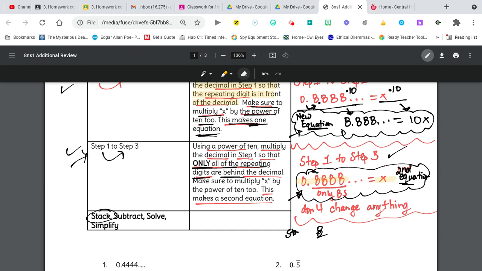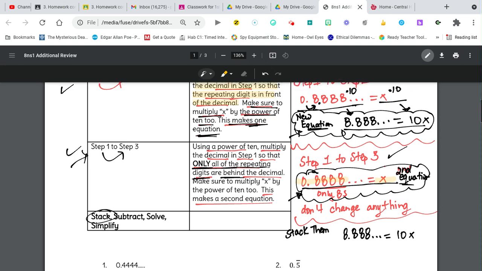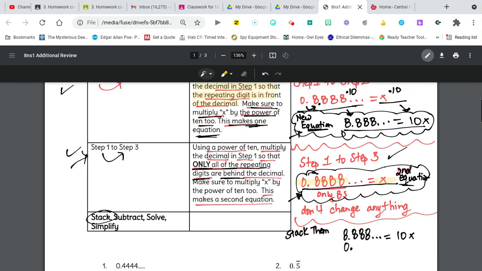I want a little more room. When I say stack them, I mean stack the two equations. So 8.888 blah, blah, blah equals 10x. I'm just pulling this stuff from right here. And then I'm going to pull this where it says don't change anything. I'm going to pull the same thing. And when I say stack them, line the decimals up.